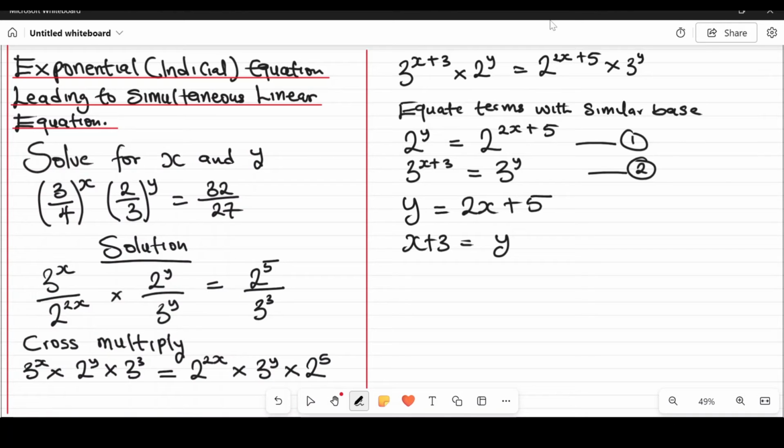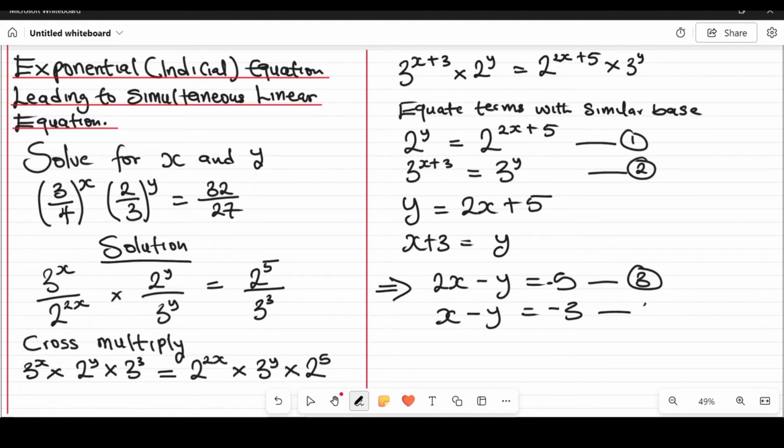Now let's group terms and collect similar terms. So we have that this will be 2x minus y equal to negative 5 and x minus y equal to negative 3. Let me call here equation 3 and call here equation 4. Now we can solve equation 3 and equation 4 simultaneously.